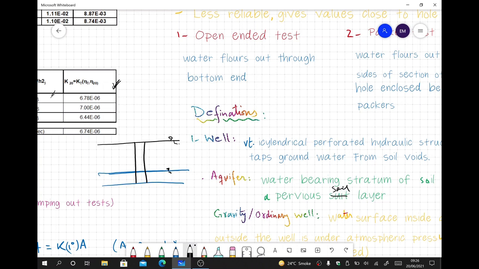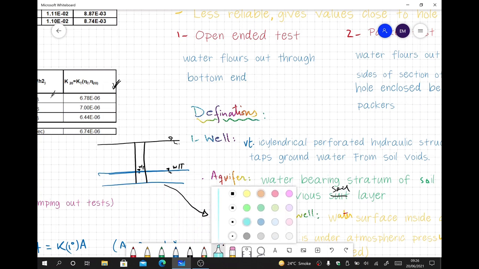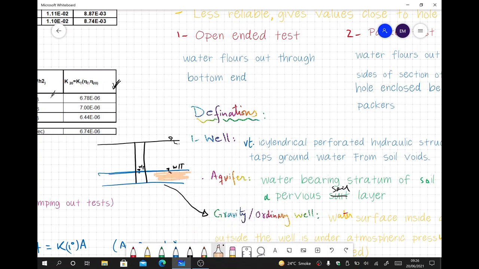Now you see the water table inside the ground and the water table inside the well. If they are the same, then it is called a gravity well or an ordinary well. If the water table inside the aquifer as well as inside the well are the same, then we call that a gravity aquifer. So this whole area is sandy soil.